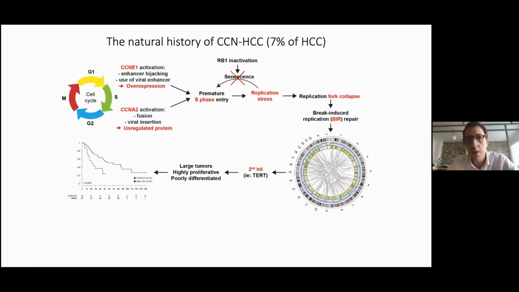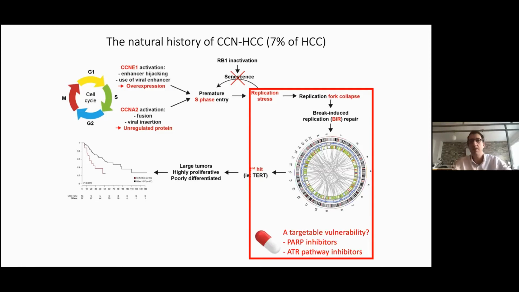In conclusion, we identified a subgroup representing 7% of HCC, driven by cyclin A2 or E1 activation, that will induce premature S-phase entry, replication stress, fork collapse, and this particular signature induced by break-induced replication repair. This gives rise to large tumors, very aggressive, but this replication stress phenotype suggests these tumors could be targeted by PARP inhibitors or ATR pathway inhibitors.